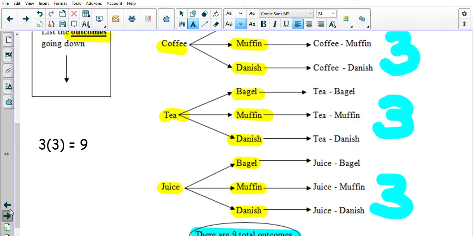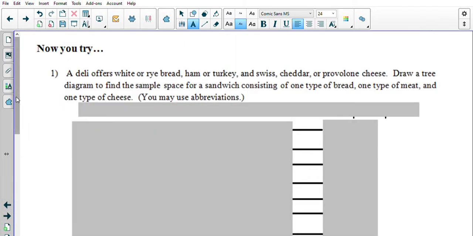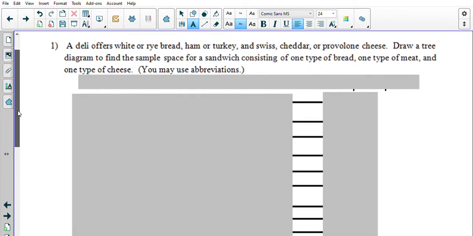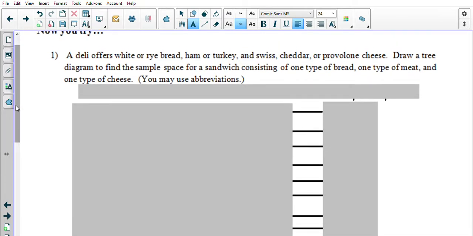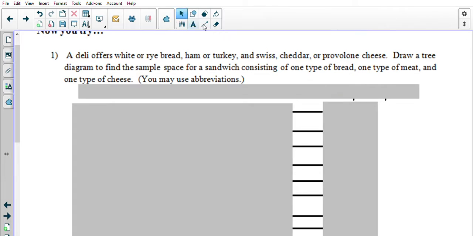And again, you may want to jot this down. A deli offers white or rye bread, ham or turkey, and Swiss, cheddar, or provolone cheese. And we're simplifying this. I mean, if you go to an actual deli, you'd have a lot more choices. Draw a tree diagram to find the sample space for a sandwich consisting of one type of bread, one type of meat, and one type of cheese. Now, I did not use abbreviations, at least not in my tree diagram. I did for my sample space, so feel free to use those abbreviations as well.